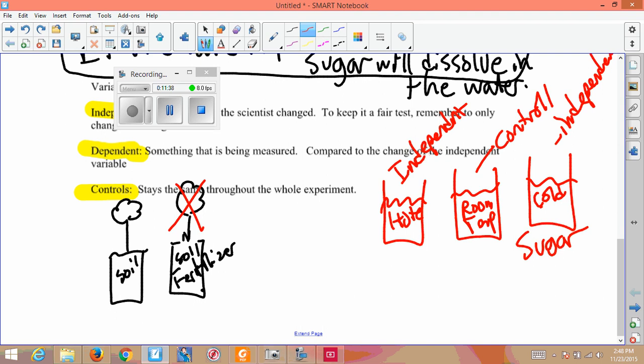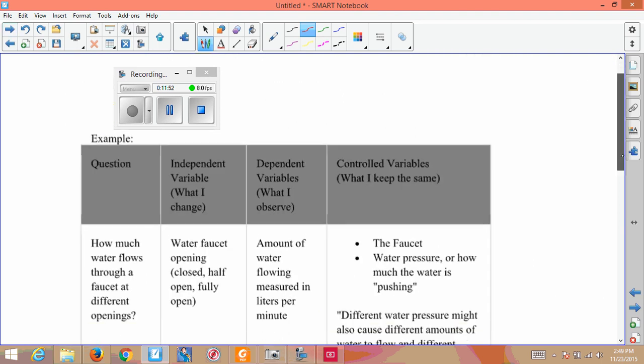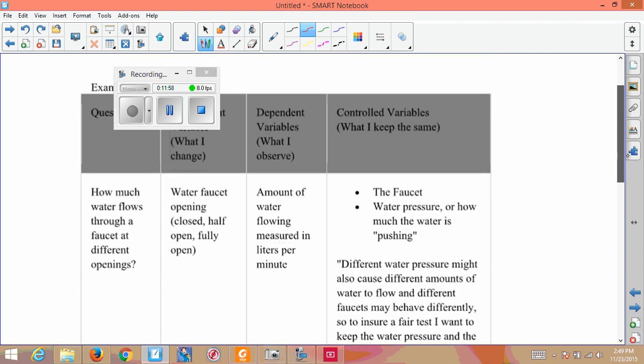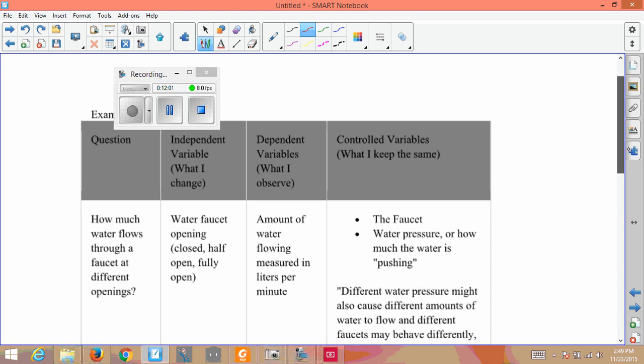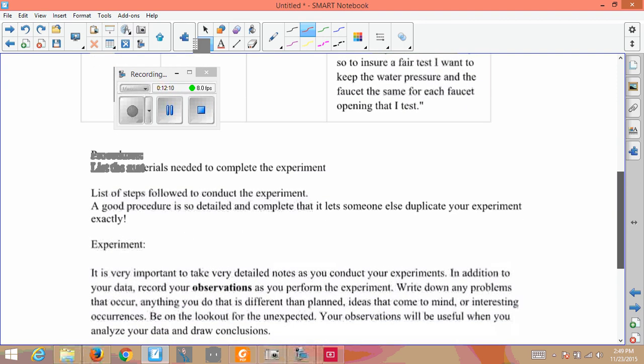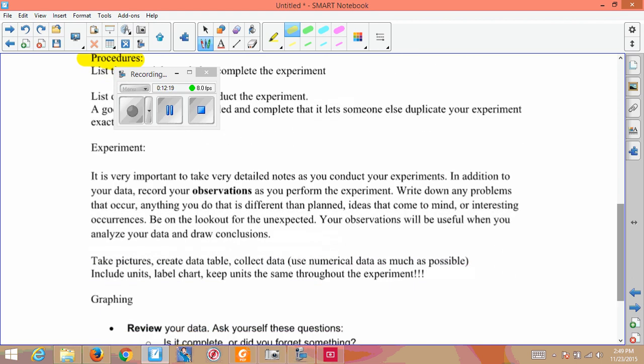So here we have an example. We have the question, the independent variable, what you change, the dependent variable, what you observe, what you measure, and the controlled variables. I'll let you read that on your own. The procedures are just that. You have a list of materials and a list of steps that take you through it. In the experiment, it is very important that you take detailed notes, because you never know when you might have to go back to something and go, that's important. Maybe it wasn't important at the time, but it might be later.